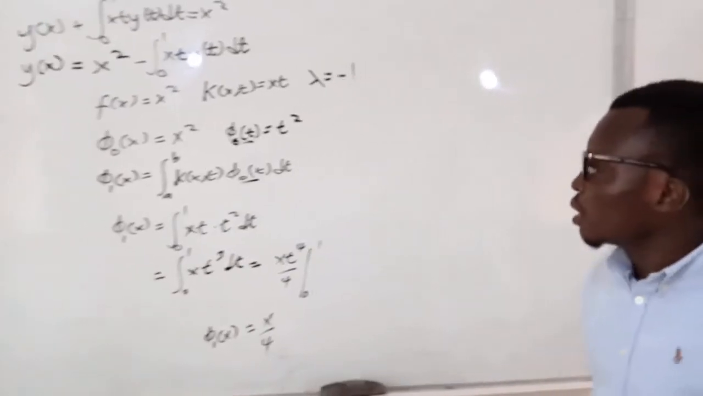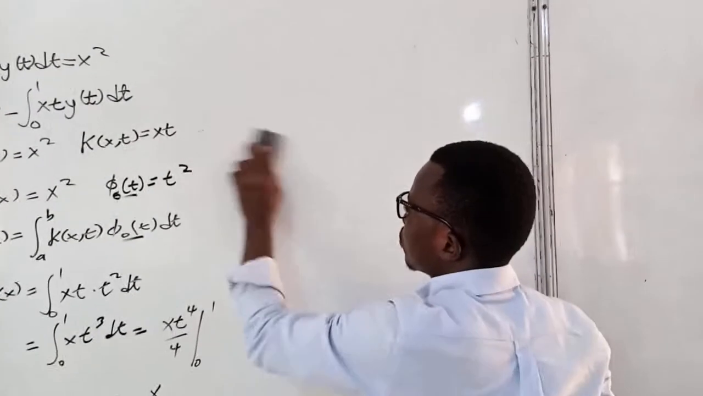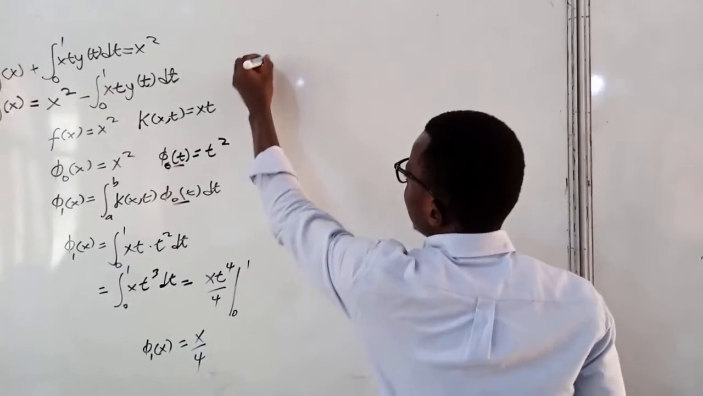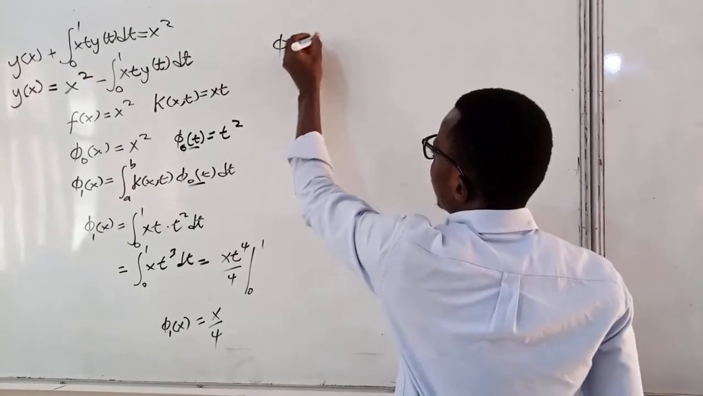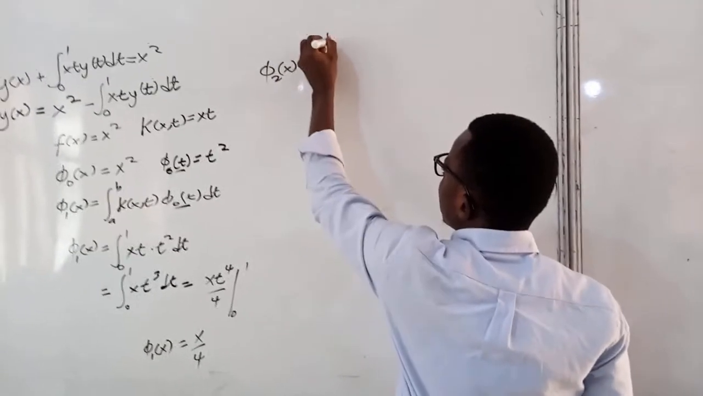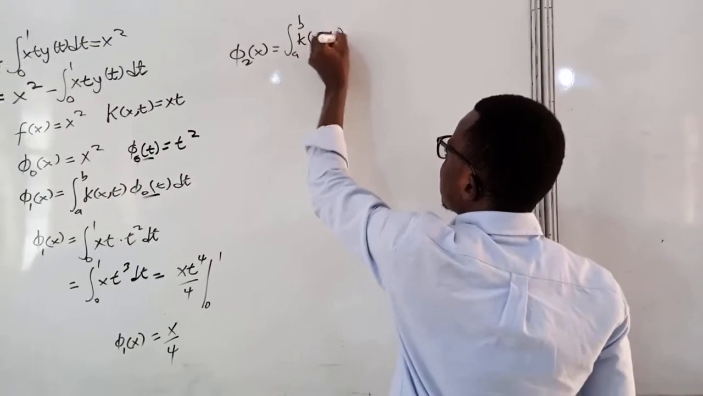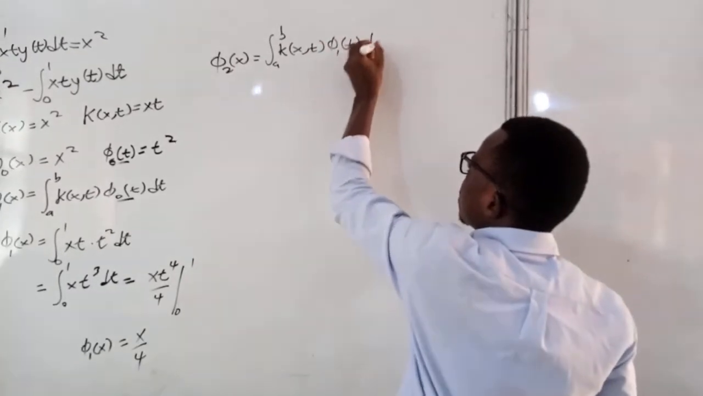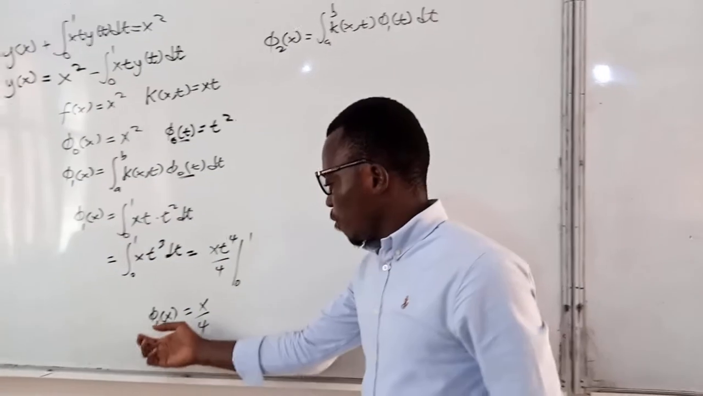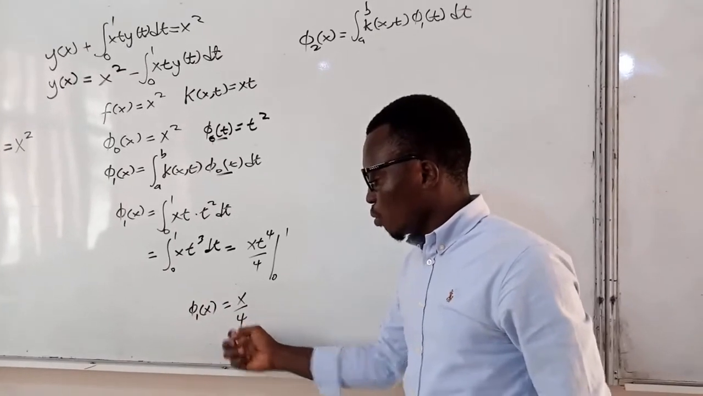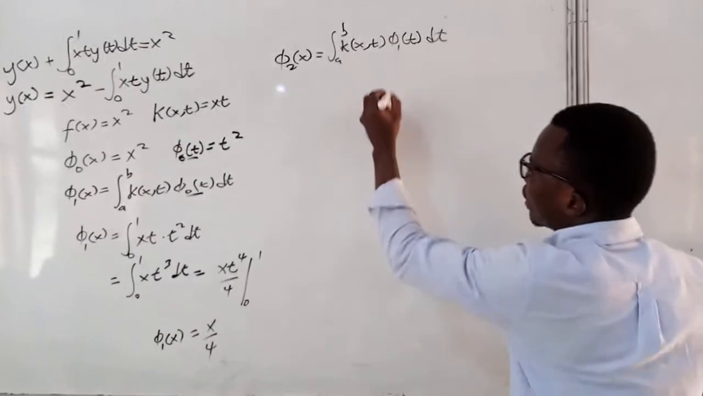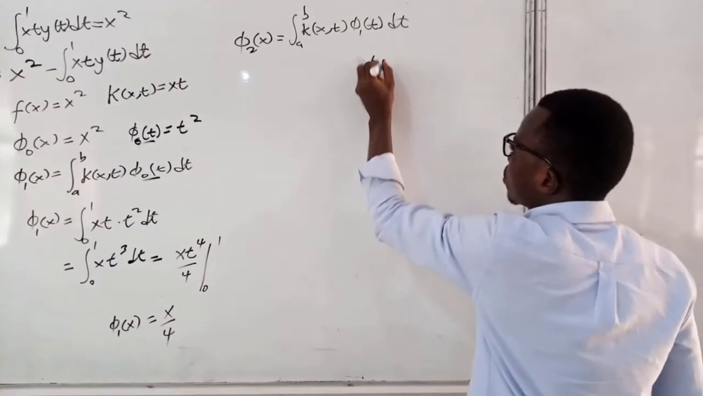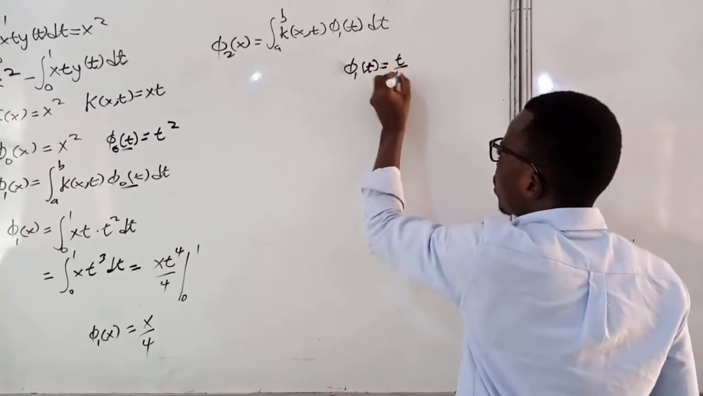Now let's proceed to phi 2. From the formula there, phi 2 of s is giving us integral from a to b k of st phi 1 of t dt. We are saying that our phi 1 of s is equal to s over 4. This implies that if we change the s to t, we are going to have our phi 1 of t equal to t over 4.